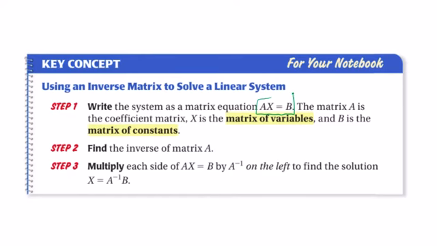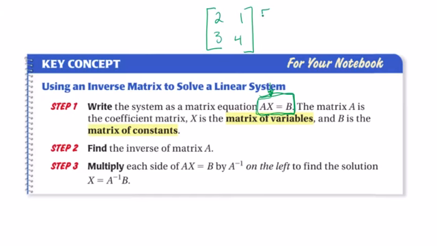All of my systems are kind of written in this form. A times x is equal to b. So I have my coefficient matrix A, and that's multiplied by my variables. Alright, so let's go ahead and just show you a mini example.